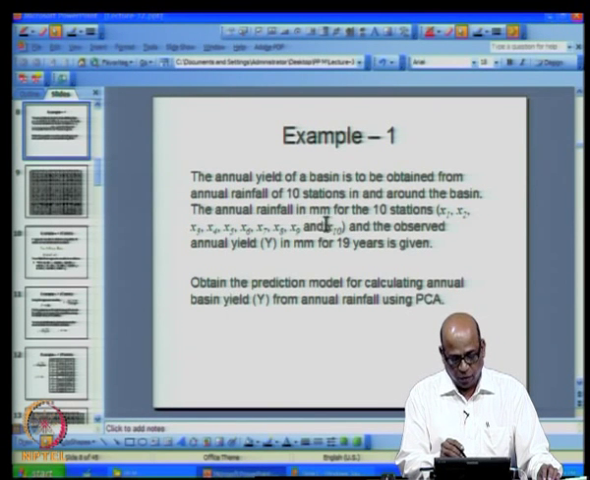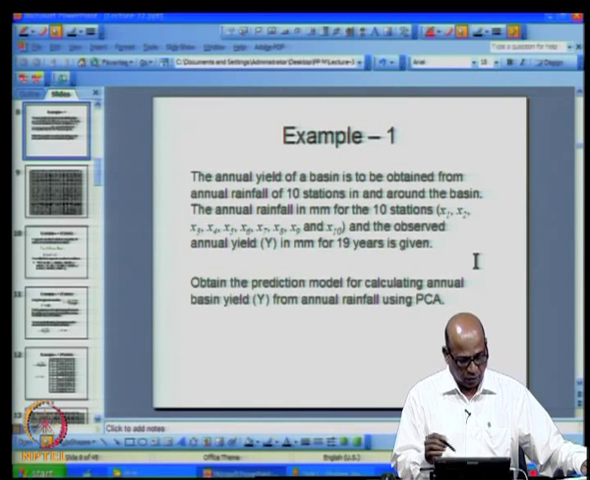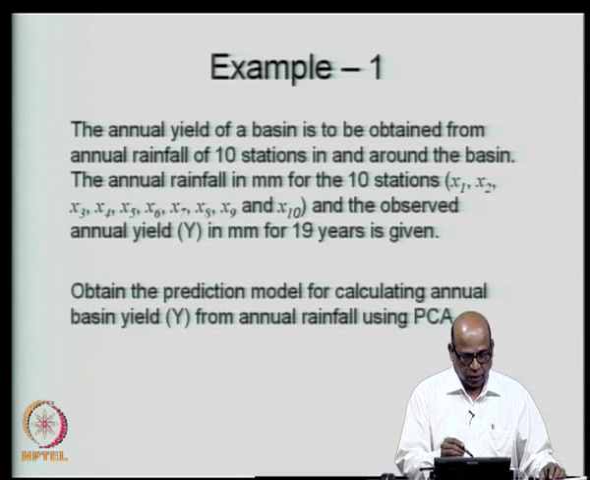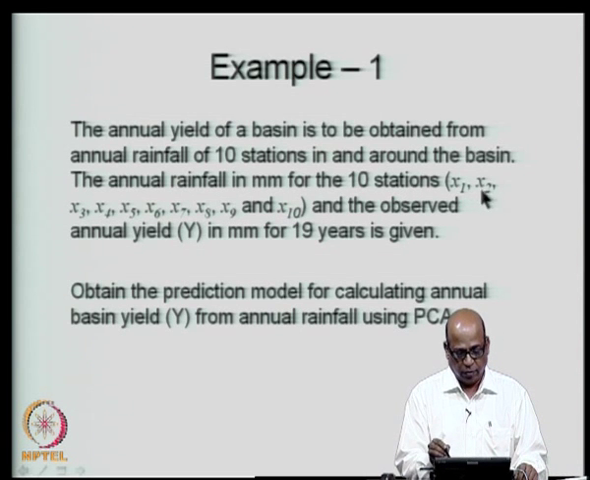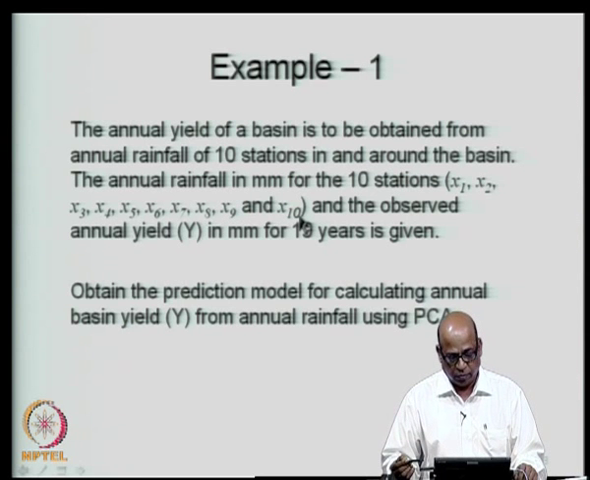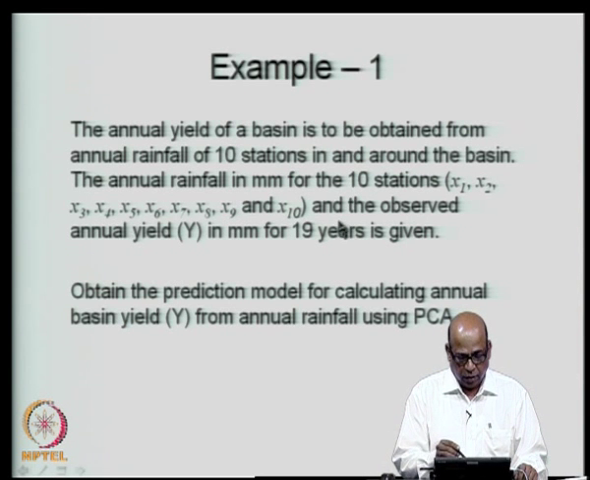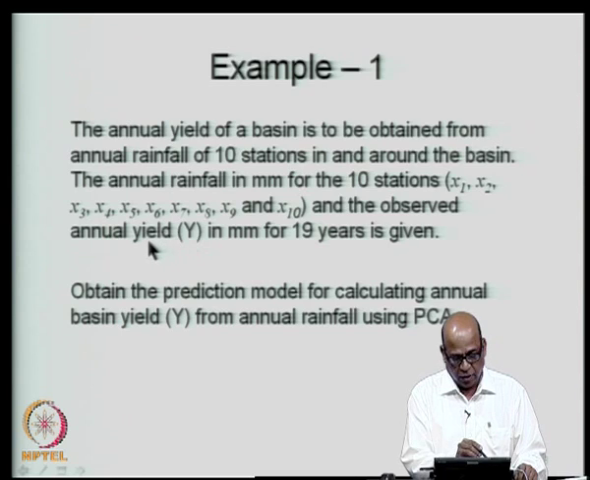So, you have annual rainfall at 10 stations. These rainfall values we denote as x 1, x 2, x 3 etcetera up to x 10. So, there are 10 stations, and you have 10 variables associated with it. The observed annual yield associated with these 19 years of annual rainfall are also given. That means, this is annual rainfall and the associated annual yield.